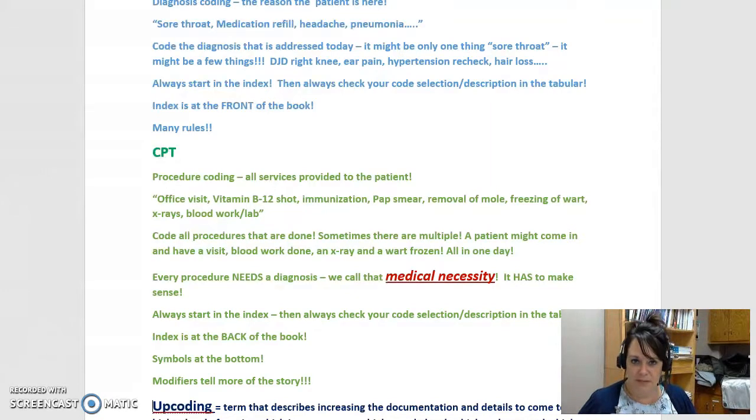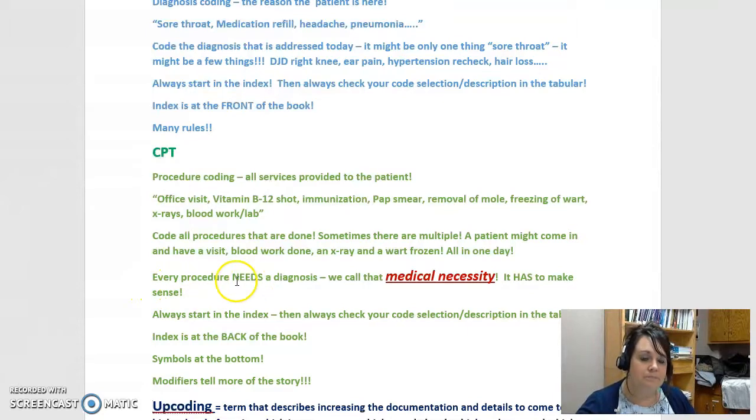Code all of the procedures that are done. All those services that are provided to that patient. Sometimes there's multiple. A patient might come in and have a visit. They might go to the lab and get their blood work done. They might go up to x-ray and have that done and come back to the room, and you might come in and freeze a wart. All in one day. Code every service that's provided.